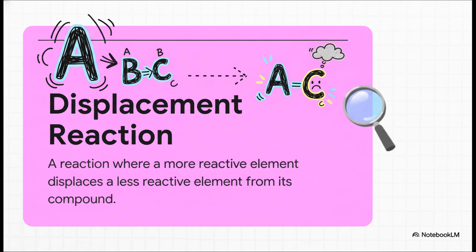Let's look at the general form. You see we have element A and the compound BC. Now if A is more reactive than B, it will come in, push B out of the way, and form a new compound AC. And poor old B is left all on its own. It's all about who is more reactive.